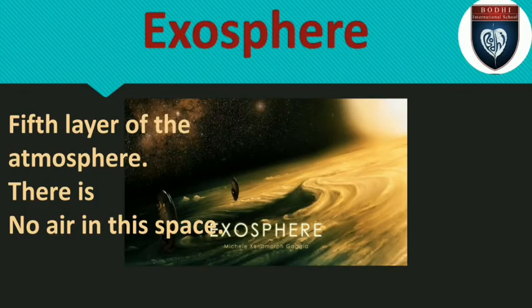Exosphere, the fifth and the last layer of the atmosphere. The air here is very thin. Beyond the exosphere is a vast empty space. There is no air in this space. Artificial satellites orbit the Earth in this layer.